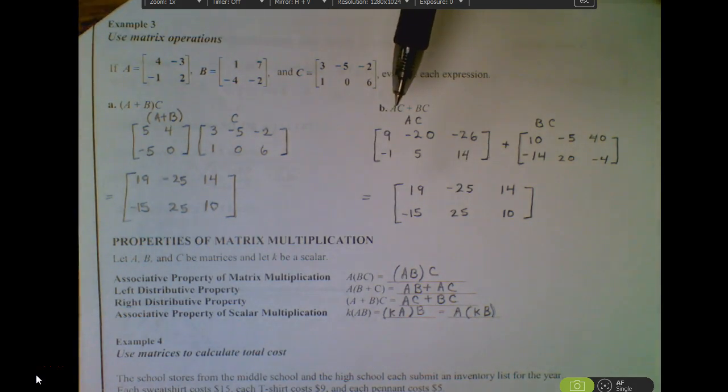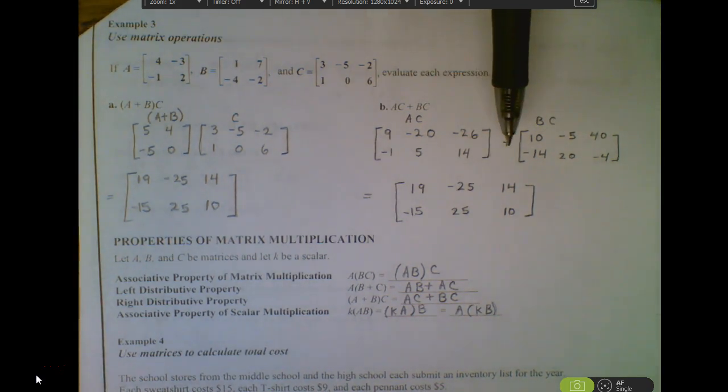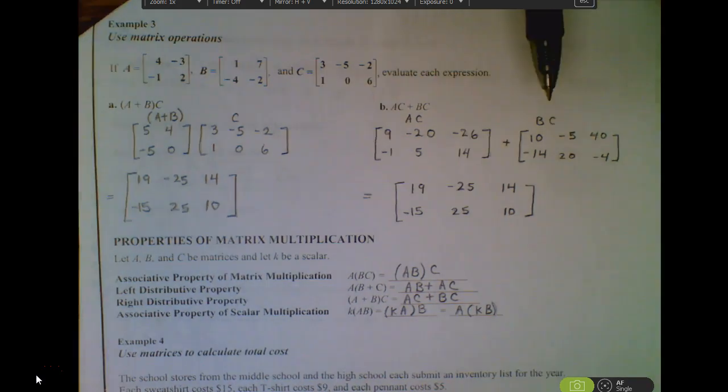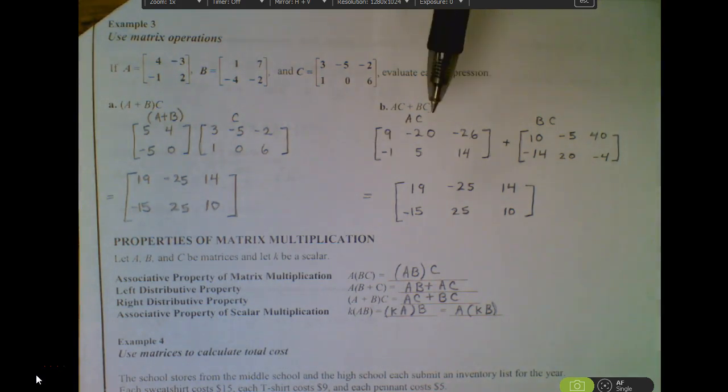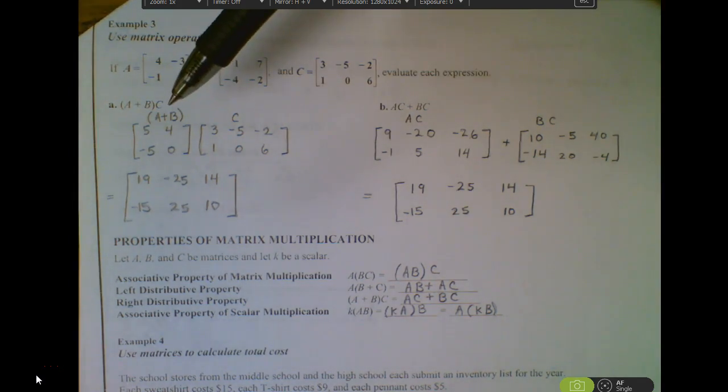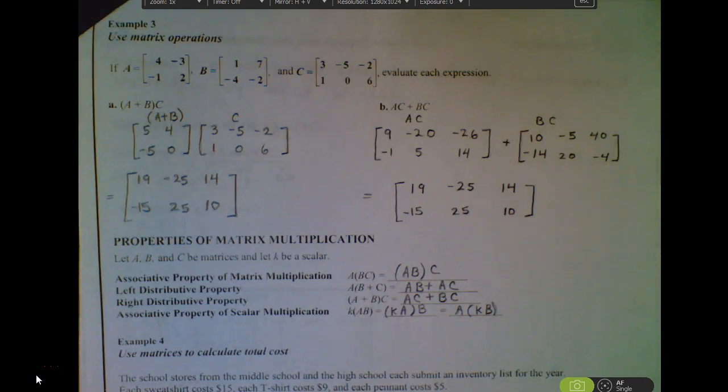I had to do the A times C, then I had to do the B times C, and then I added to get the same answer. So which version would you rather do? Right? It would be easier to multiply once instead of twice. And so keep that in mind as you're doing some of these. You do have a choice as to which way you want to do it.